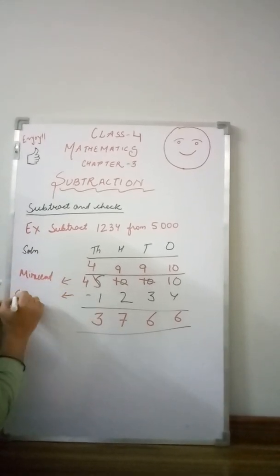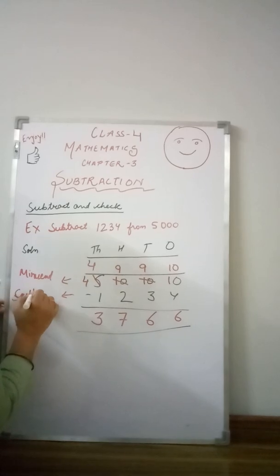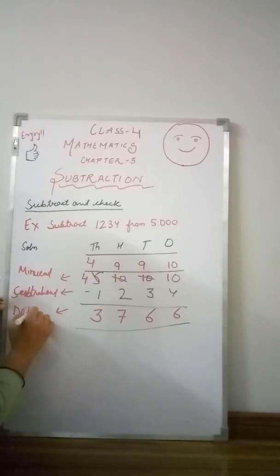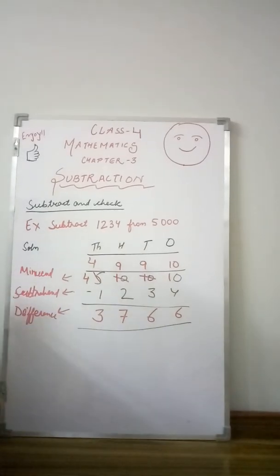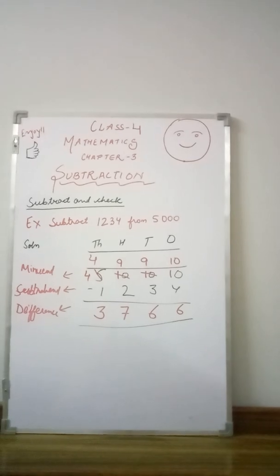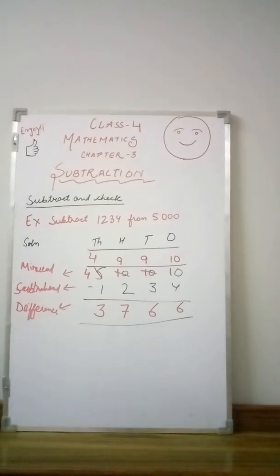So student, this is the minuend, this is the subtrahend, and this is the difference, right student? Now the subtraction is done. Now we have to do the check. How to do the check here?